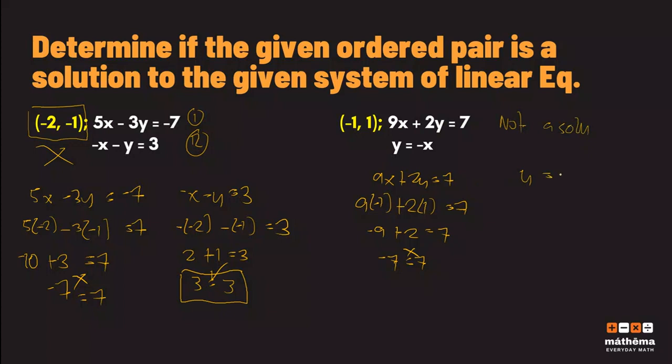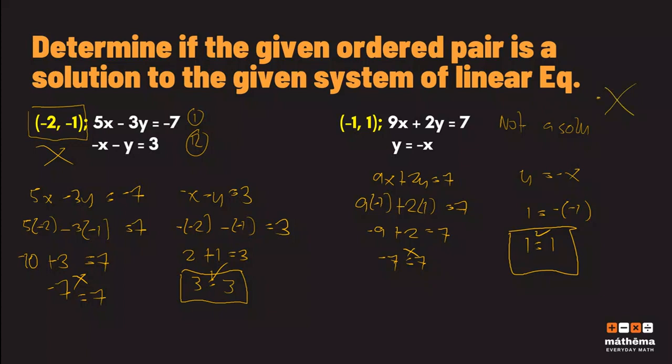We have y equals negative x, y is 1, and then negative of negative 1, so 1 equals 1. Right? So again, as I said earlier, even though this is correct, since this is not correct for both equations, this makes negative 1 and 1 not a solution. It could be that these two graphs will be intersecting, but 1 and 1 is here, right?